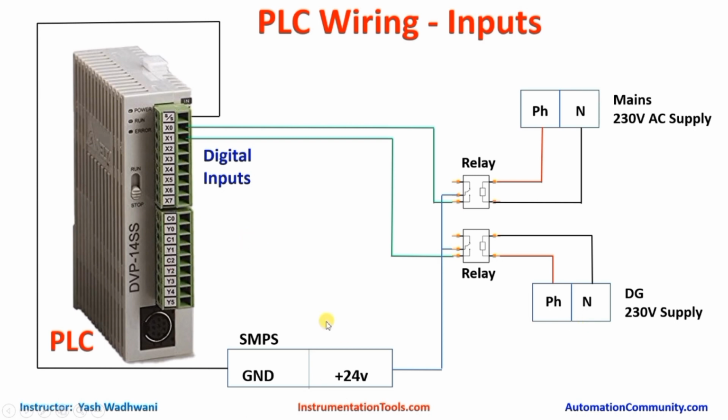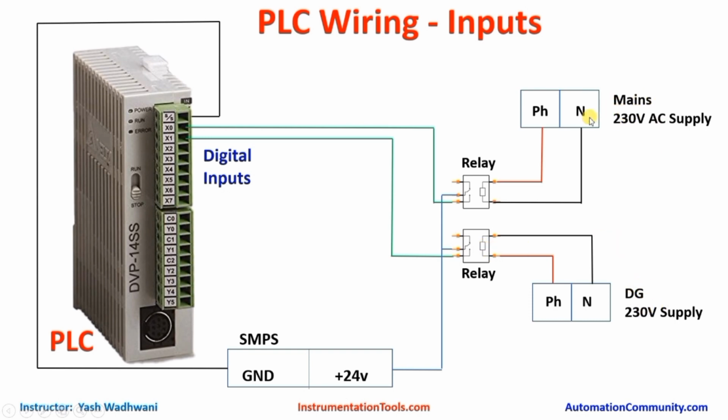First of all, we will connect the ground terminal of SMPS to the source sink of input terminal. Now we will give 24 volt supply to the common of each relay, and the NO terminal of relay 1 we will connect to X0 position, and NO terminal of relay 2 we will connect to X1 position. Now we will energize this relay by mains supply, and we will energize this relay by DG supply.